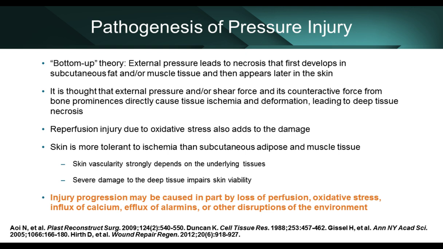It's thought that the external pressure and/or shear force and its counteractive force from bony prominences directly cause the tissue ischemia and deformation, leading to deep tissue necrosis. Reperfusion injury due to oxidative stress also adds to this damage. Skin is more tolerant to ischemia than the deeper tissues, the subcutaneous adipose and the muscle tissue. Skin vascularity strongly depends on the underlying tissue support, and severe damage to the deeper tissues impairs skin viability.